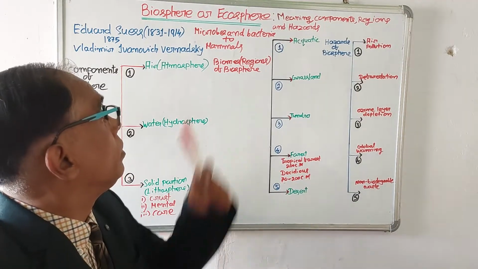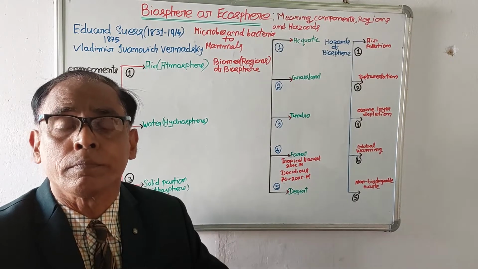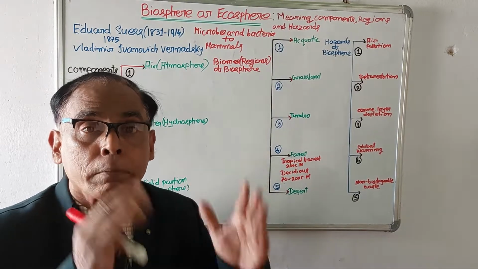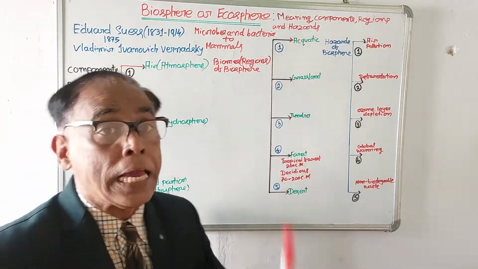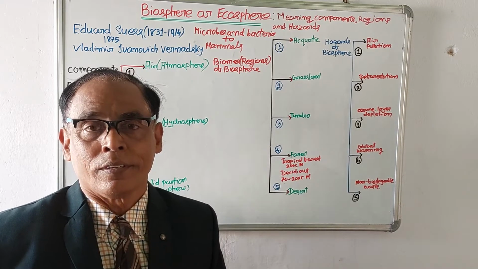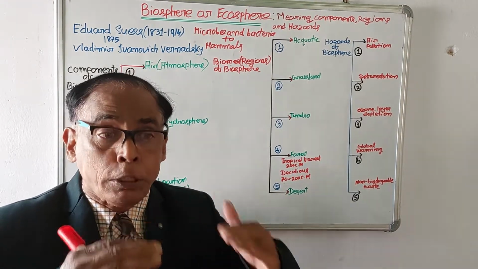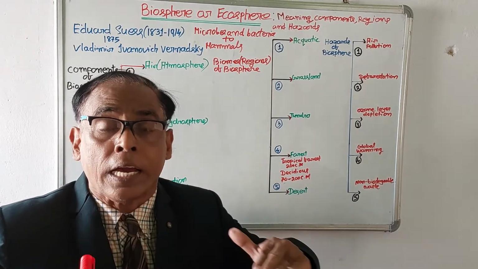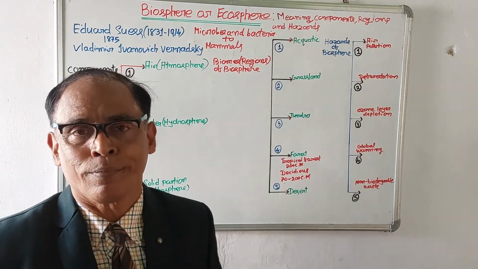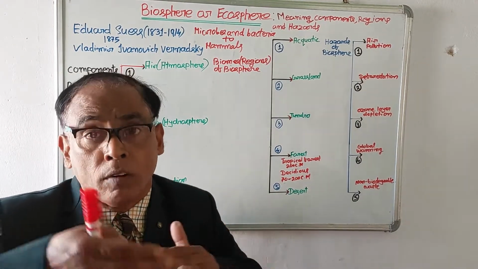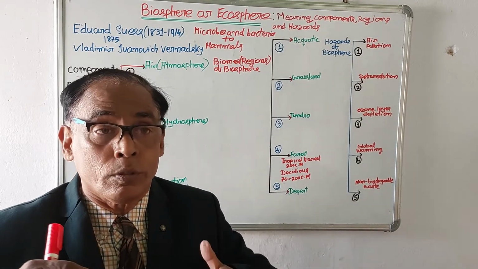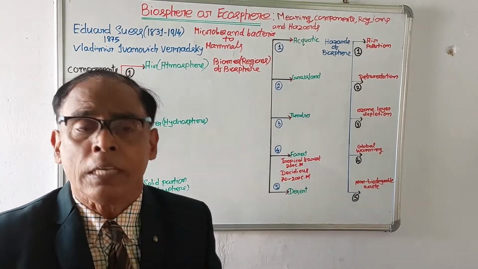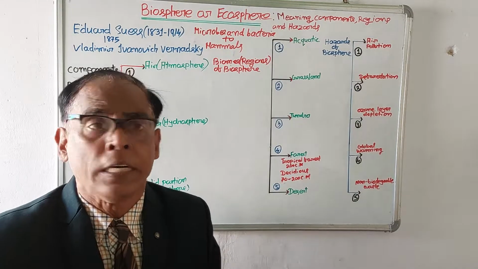Now let us discuss what are the regions of biosphere in the earth, in which areas life is observed. The first area is known as aquatic. In the world, life is observed in those areas which are covered by water. Aquatic means those areas which are covered by water. So, water includes ocean, pond, river. In these areas, life is observed. It is known as aquatic.